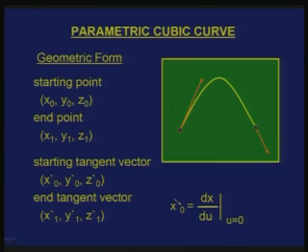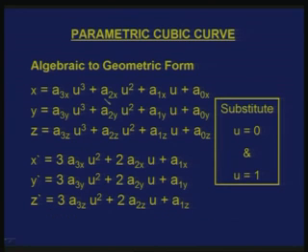And so, if I am able to give these 12 values, earlier you had 12 unknowns, now you are supplying 12 inputs in geometric form, I can solve for the algebraic form. For example, this was my algebraic form and these are the tangent vector equations. Now, I will substitute u equal to 0 and 1, and I can solve for these unknowns a3x, a2x, a1x, a0x. If I solve these equations, in fact, you solve independently for x, y and z.